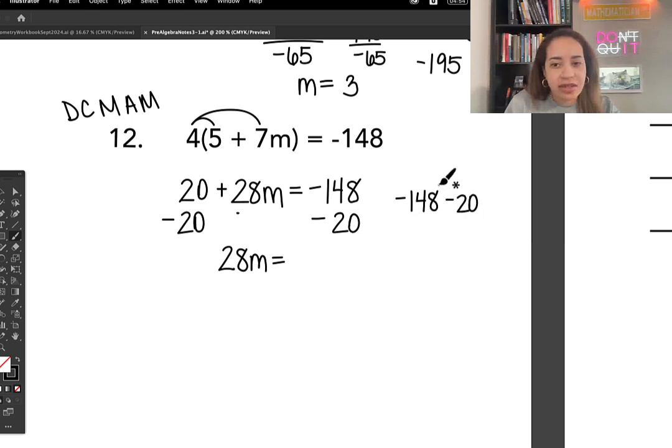I can change this subtraction problem into addition by saying keep, change, change. I will keep the -148, change from a minus to a plus, and change from a 20 to a -20. I see that they have the same signs, so I add the numbers together. 148 plus 20 gives us 168. And our higher absolute value is negative, so it will be -168.